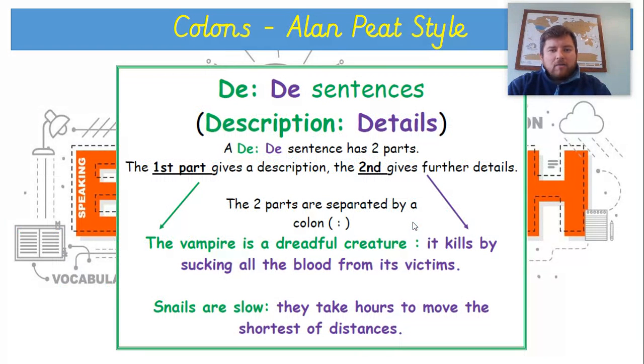Here is an Allen Peet sentence type that you could try and use in your own work. So this is a DD sentence, and it uses a colon. The main clause is given in green, and the additional information is given in purple. The vampire is a dreadful creature. Makes sense on its own. It is a main clause. We explain it with detail. It kills by sucking all the blood from its victims.